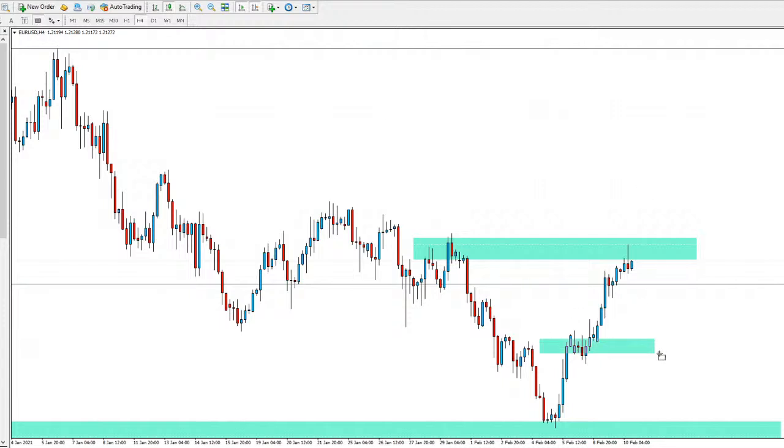Potentially come and test this area here, which is where we found a bit of resistance, test that support, and then saw a really nice swing to the upside. So it could be on our way back down to that area, break through that area, could be down to the lows or even further.